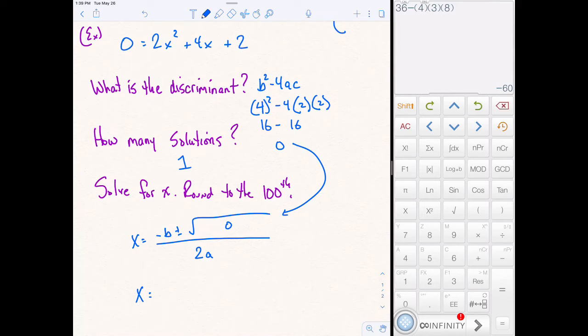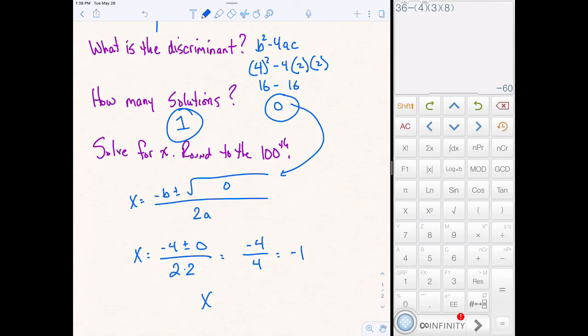So we have x is negative b, so my b is 4, so negative 4 plus or minus, now the square root of 0 is just 0, over 2 times a. Now a, in this problem, is right here. A is 2, so 2 times 2. So here's what I have. Negative 4 plus or minus 0 is just negative 4. This is over 4, and we get negative 1, right? So we only expected one solution because the discriminant was equal to 0, and our solution is x is negative 1. That's what you would type in.